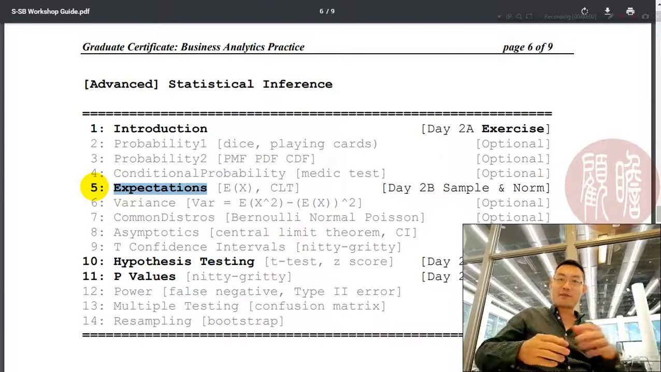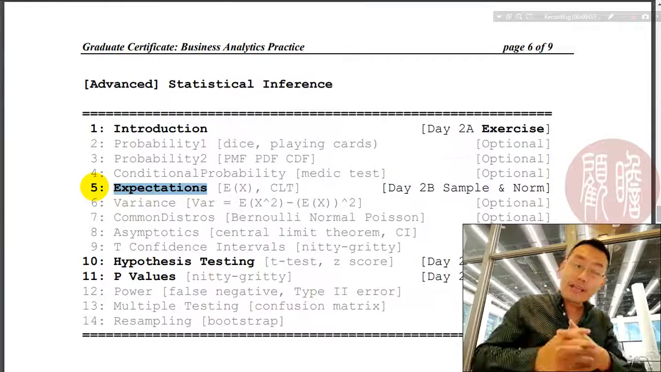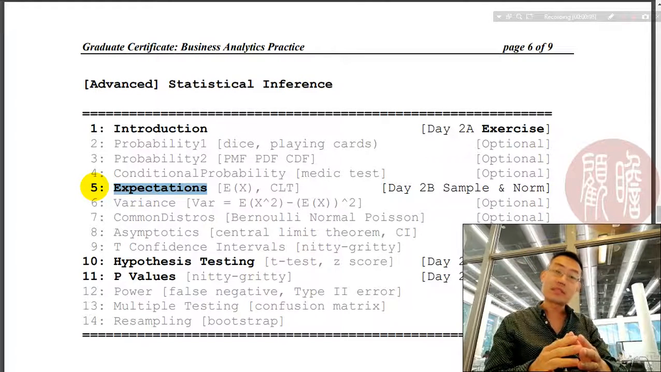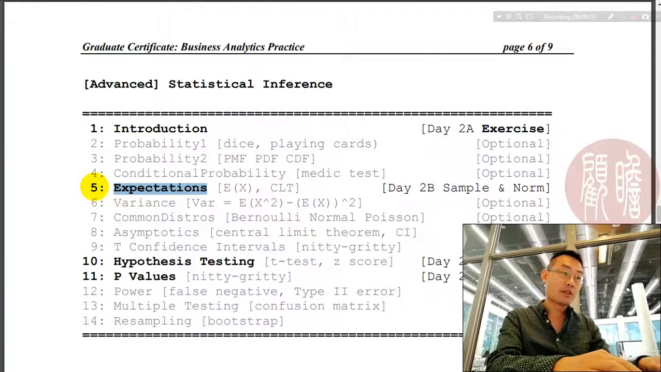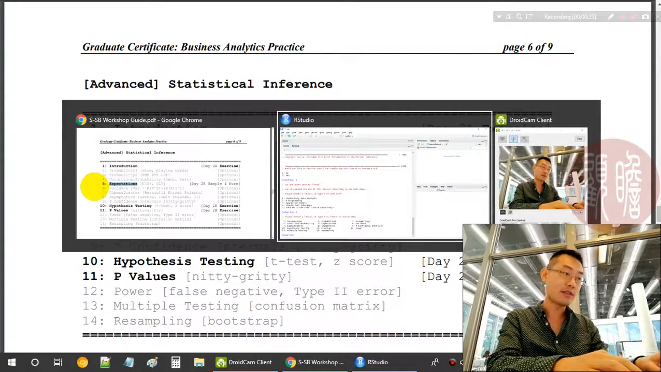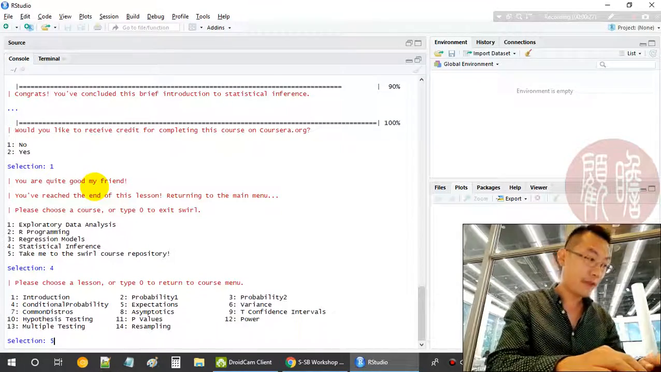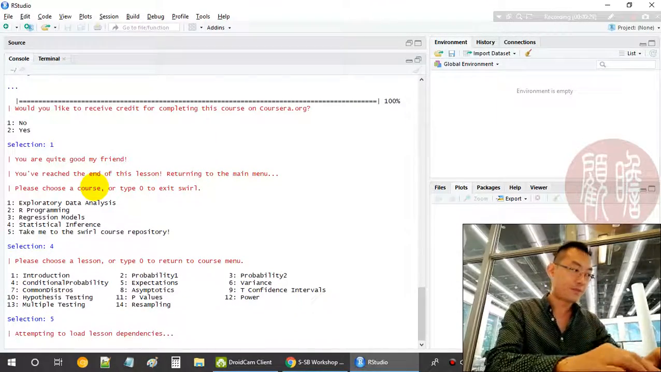Hi, Sam. In this video, we will be looking at expectations, or expected value, of the statistics in this interactive workshop, Statistical Inference. Besides expectation, the central limit theorem will also be introduced in this workshop. So let's open RStudio. Section 5, expectations.